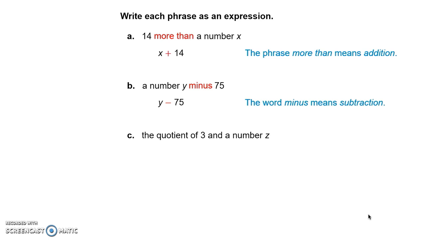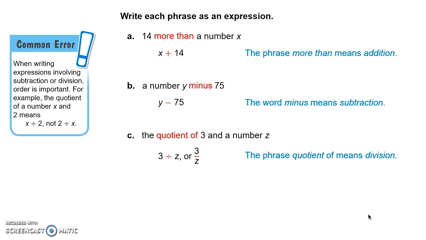Part C. The quotient of 3 and a number z. The key words in this phrase are quotient of. The phrase quotient of means division. So an expression that represents the quotient of 3 and a number z is 3 divided by z. Remember, you can use the division symbol or the fraction bar to represent division. When writing expressions involving subtraction or division, order is important. For example, the quotient of a number x and 2 means x divided by 2, not 2 divided by x.